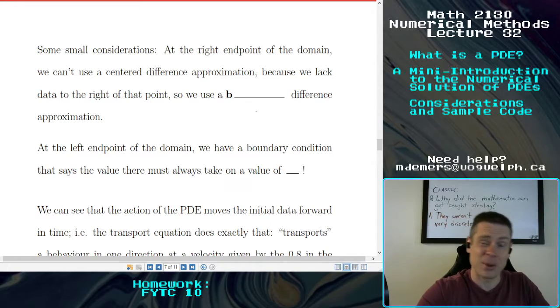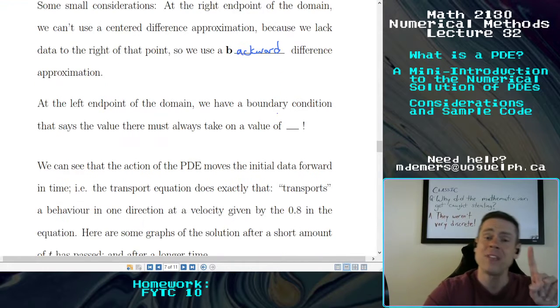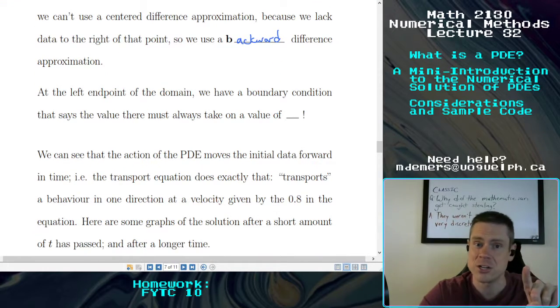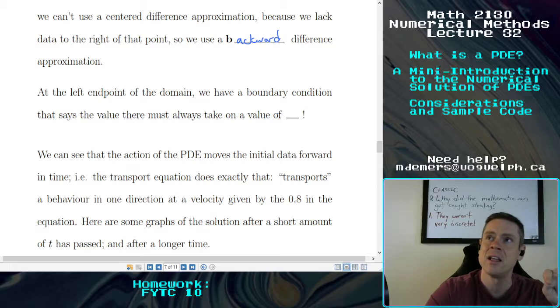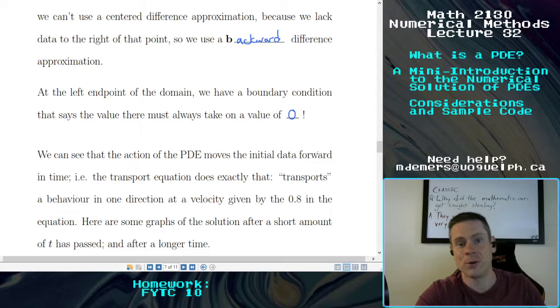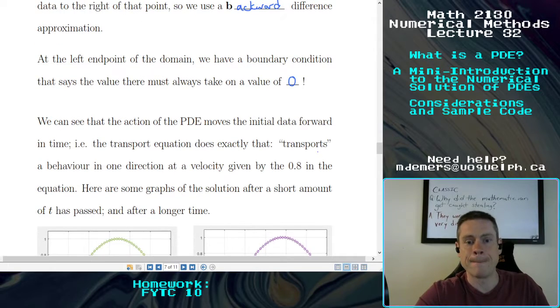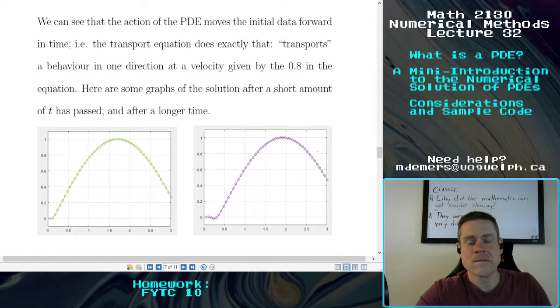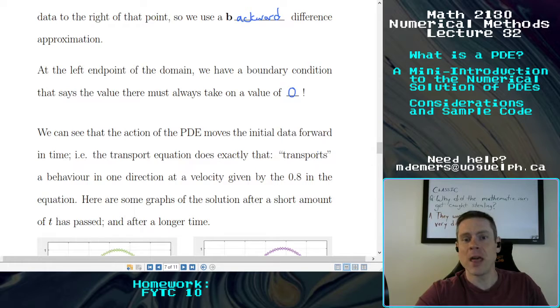In this example in particular, at the right endpoint, we use a backward difference approximation, which should make some sense. At the left endpoint, remember that we had a boundary condition where we were designating that it was always held to 0. So we don't need to use a difference approximation at all because of that boundary condition. Instead, we can just set the left endpoints equal to 0 all the time. And yeah, so then you kind of throw that in.